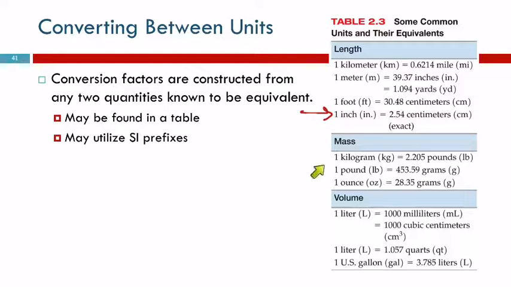Here are some conversion factors, equivalences for mass, and here are some for volume. So they can be found in a table, or we may use the metric prefixes to create them. And that's something that you do need to know how to do. So let's say that we needed the relationship between centimeters and meters. So 1 centimeter equals how many meters? Well, what does centi represent? 10 to the what? 10 to the minus 2.